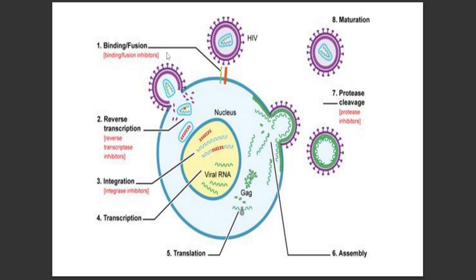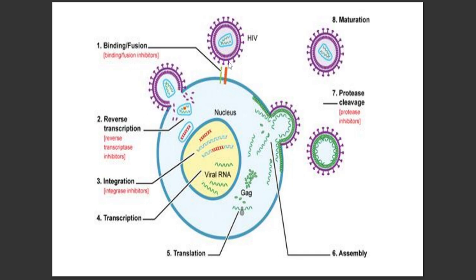So just at the first point here, when the virus is binding to the receptors, they are what we call binding or fusion inhibitors. So we have these medicines which are going to bind to these receptors such that it prevents the HIV from binding to these receptors. In such a way, we are able to prevent the accumulation of these HIV viruses.